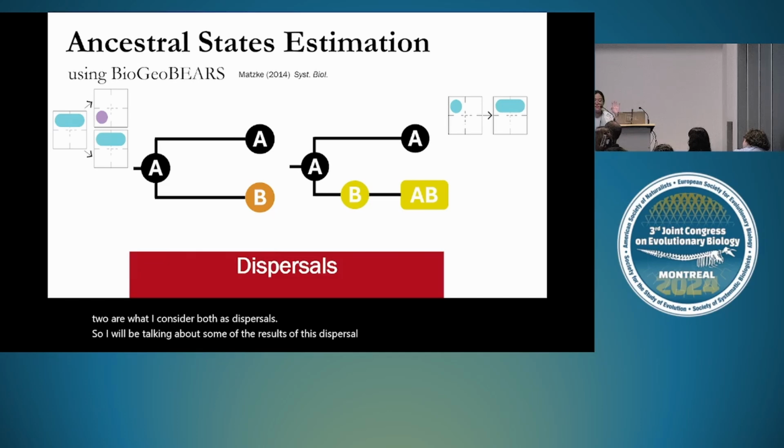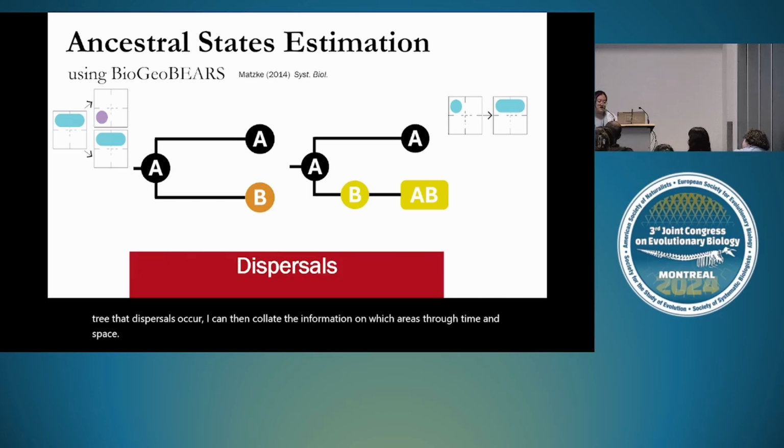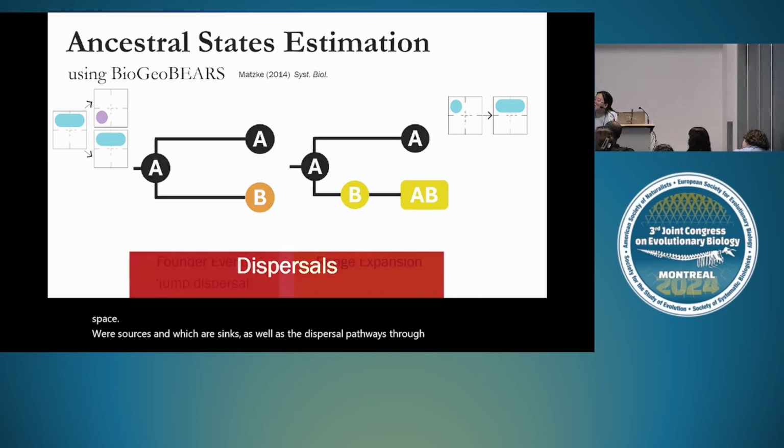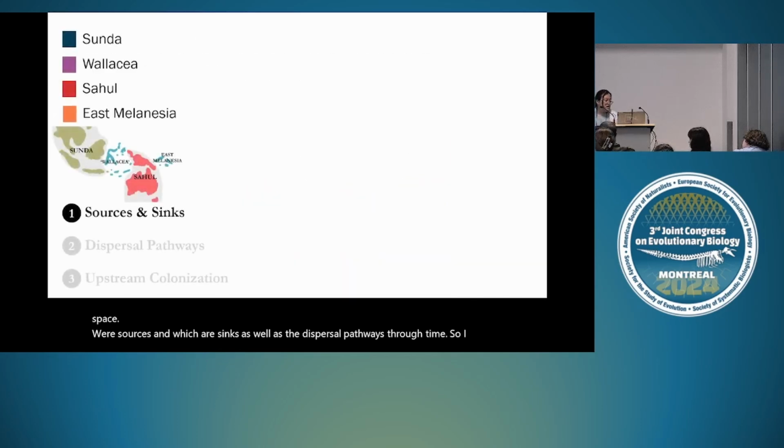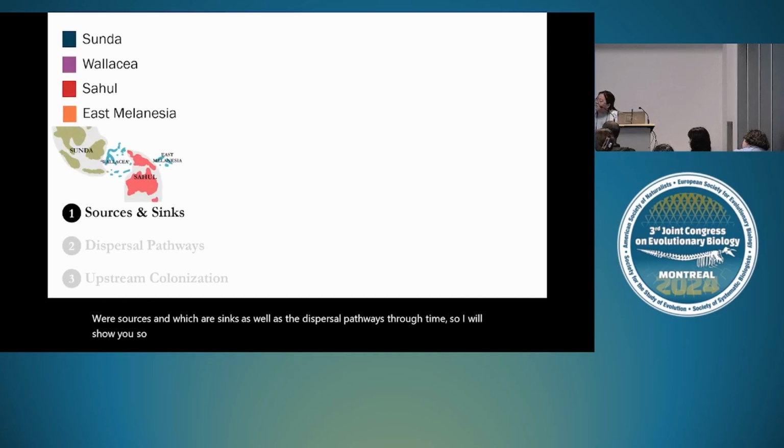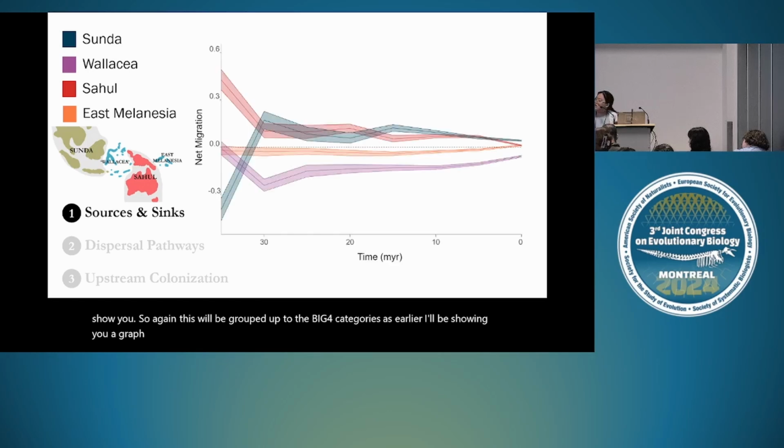So when I identify events in the tree where dispersals occur, I can then collate the information on which areas through time and space were sources and which are sinks, as well as the dispersal pathways through time. So I will show you. Again, this will be grouped up into the big 4 categories as earlier.